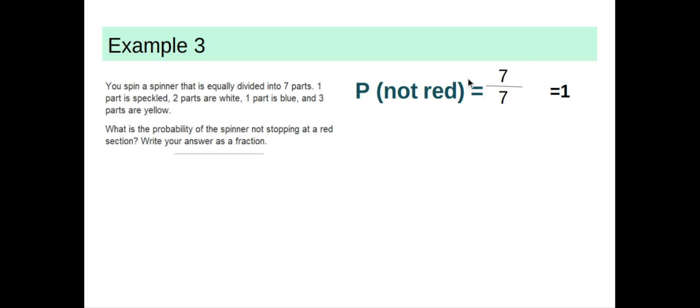So there's 7 parts to my spinner. 7 are not red. 7 out of 7 or 1 will be the chance of not stopping at red.